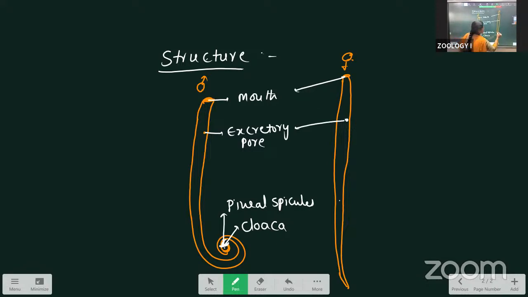Here the female genital pore is present at the one-third place. The opening at one-third of the animal's length, that we call the female genital pore.